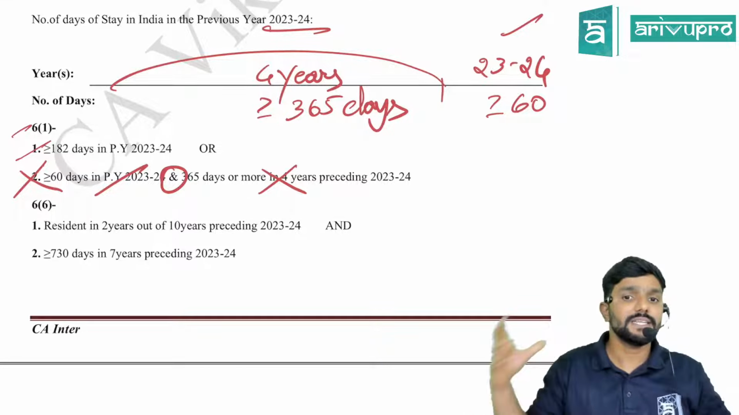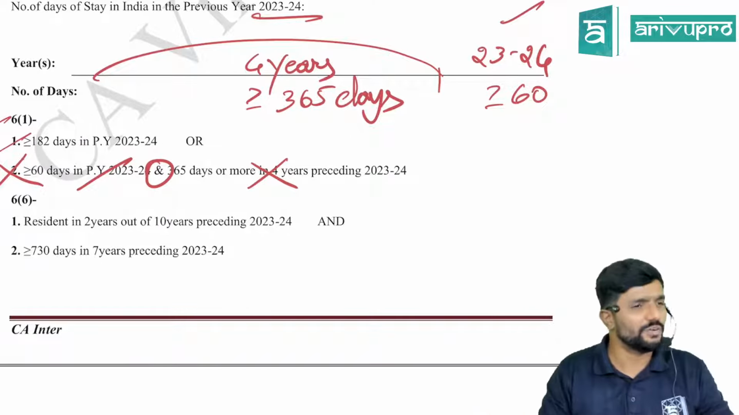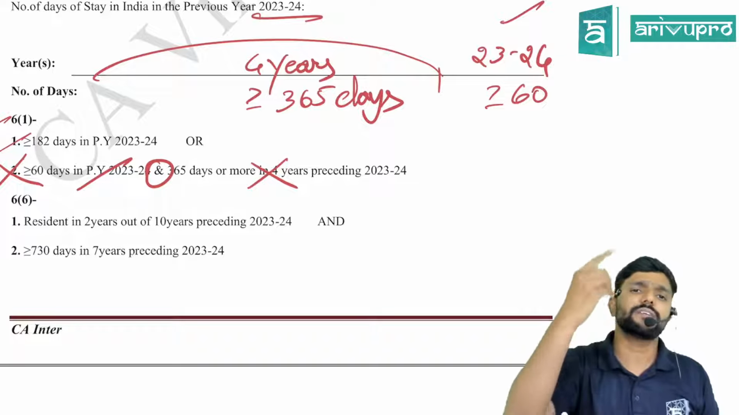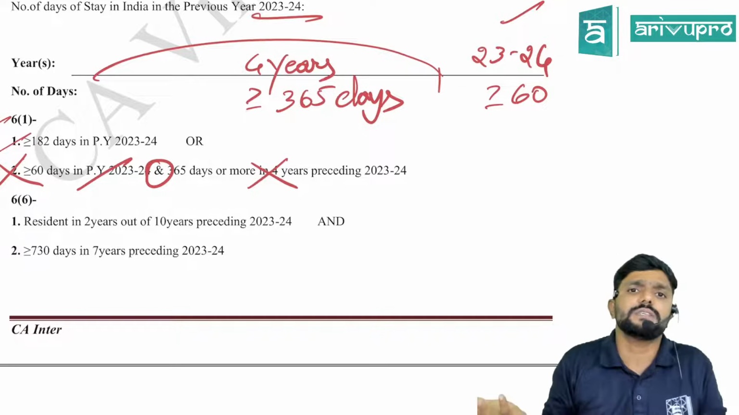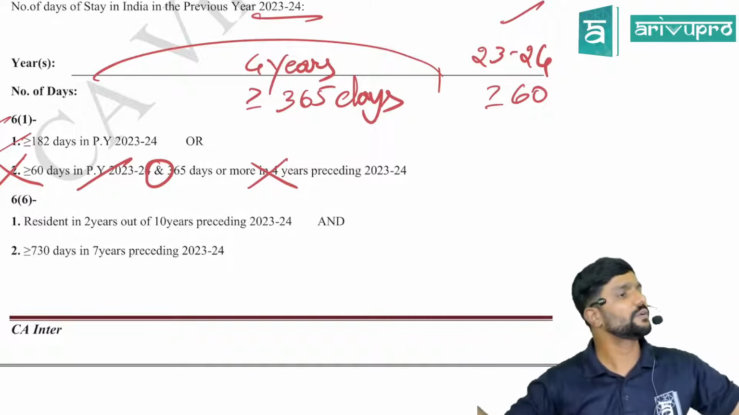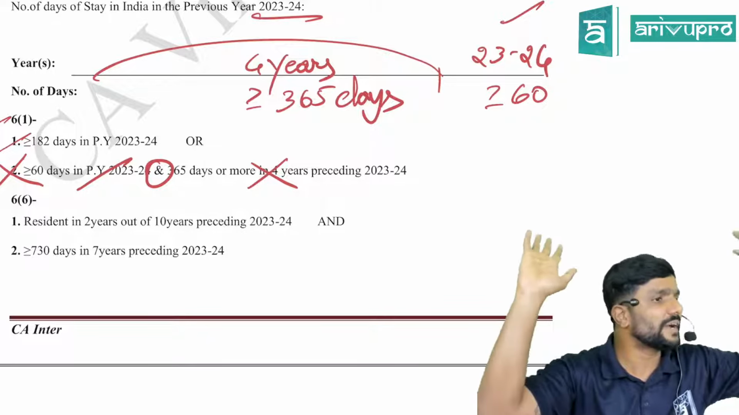Good. And sir, should that 365 be continuous? No. All 4 years put together, 365. Sir, out of 4 years, 1 year fully I was in India, sir. 365 satisfied. Okay. Sir, no, sir, every year 100 days, sir. Totally 400 days satisfied. Okay.